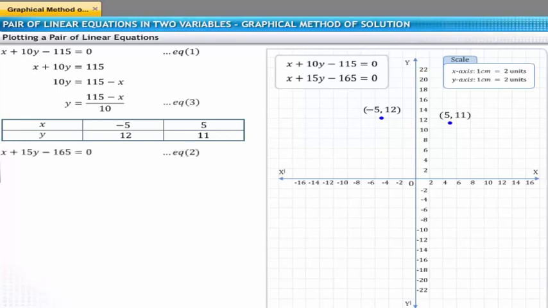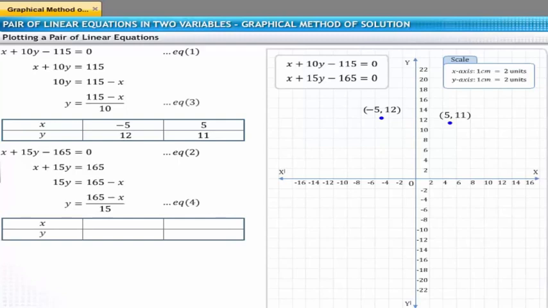Similarly, the second equation can be rearranged such that y is the subject. This is equation 4. Here the values for x are taken as -15 and 15. Substituting these values for x in the equation and solving it, we get the values of y as 12 and 10 respectively.